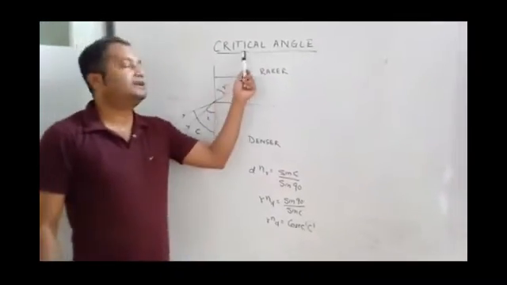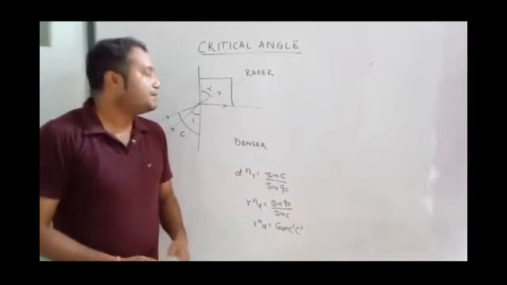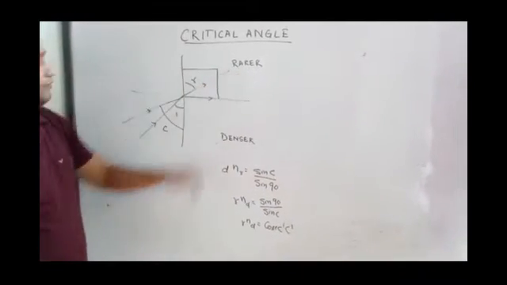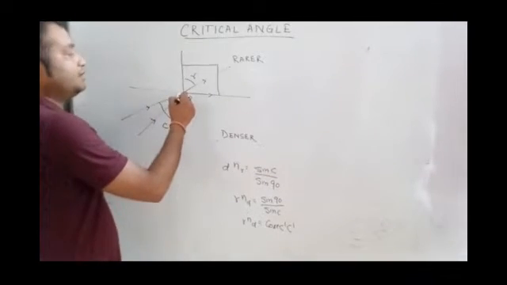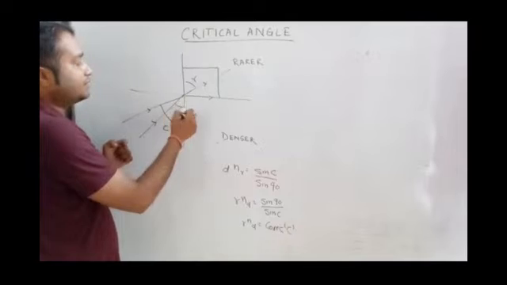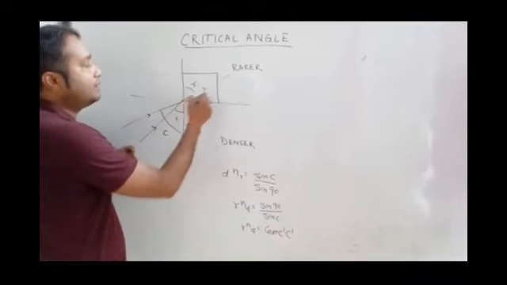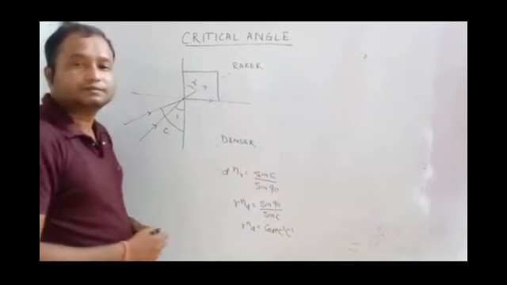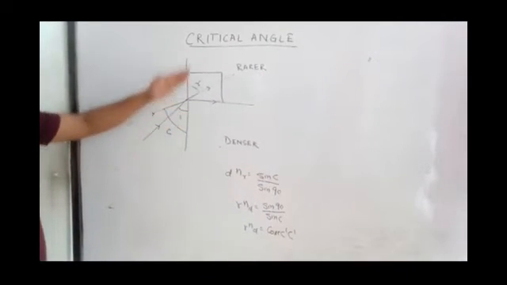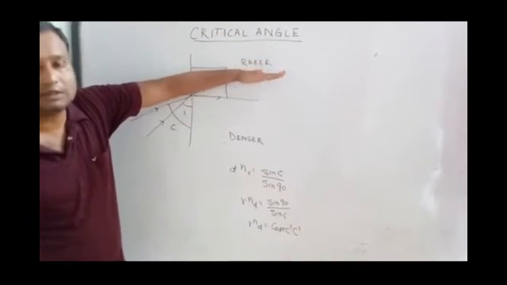Next heading is critical angle. Remember, when a ray of light moves from a denser to a rarer medium, we very well know it goes away from the normal. Let's say this is the angle of incidence I and this is the refracted ray, so this becomes the angle of refraction. Now if we go on increasing the angle of incidence, the angle of refraction also keeps increasing.